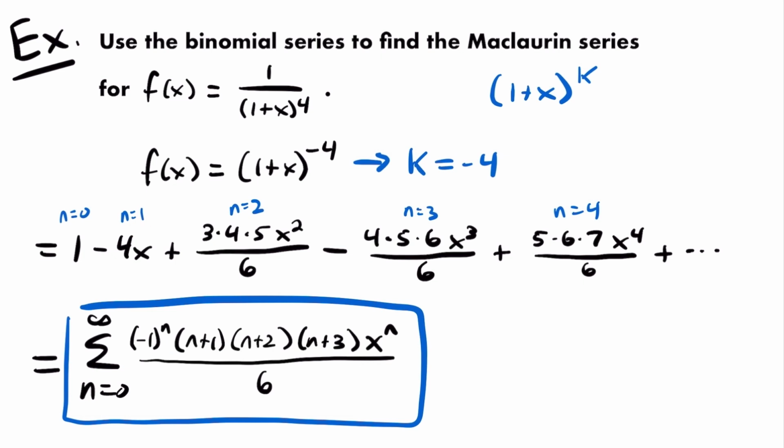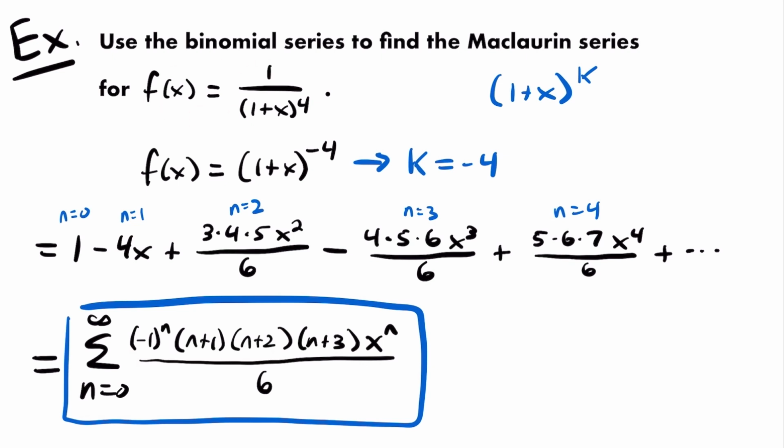And then for n equals 1, we would have 1 plus 1, which is 2, 1 plus 2, which is 3, and 1 plus 3, which is 4. So 2 times 3 is 6, times 4 is 24, and 24 divided by 6 is 4. And so that would give us that 4. And then x to the first power, of course, is x to the first power. All right, so the pattern does hold for all of our terms, including those first 2. So we know for a fact that this Maclaurin series does represent this function.